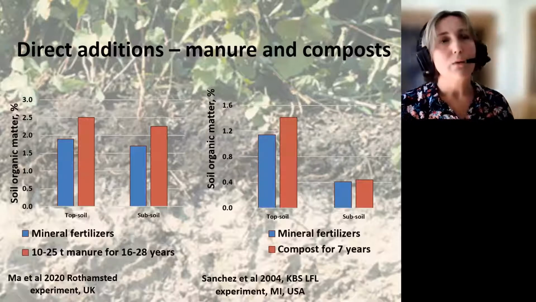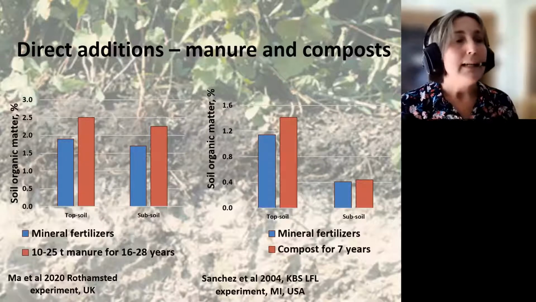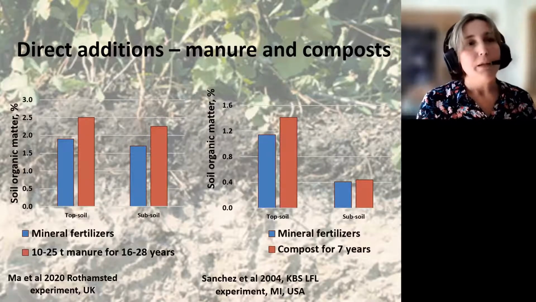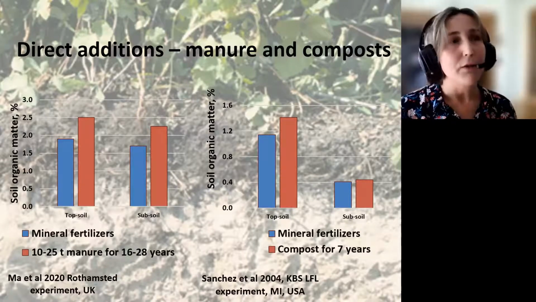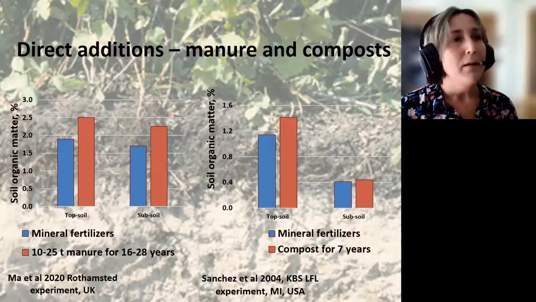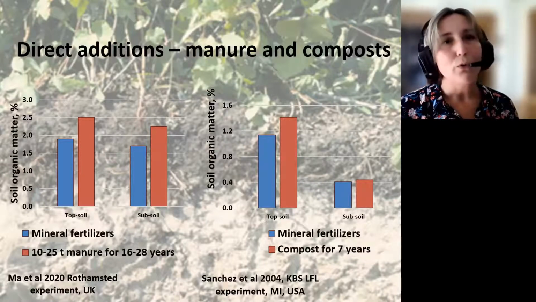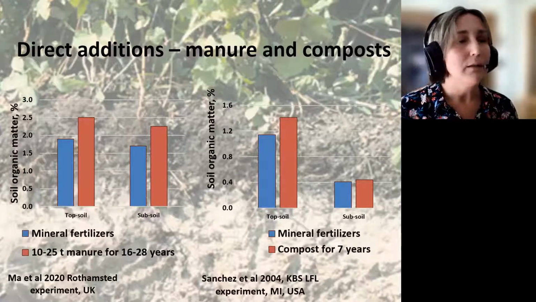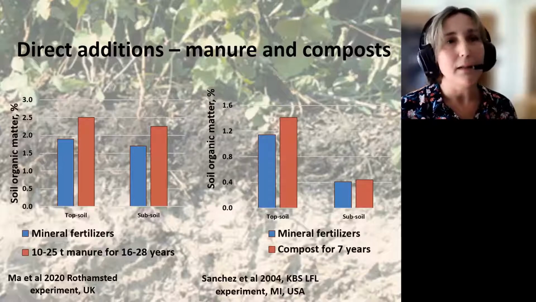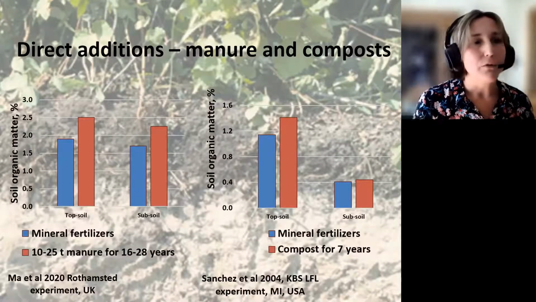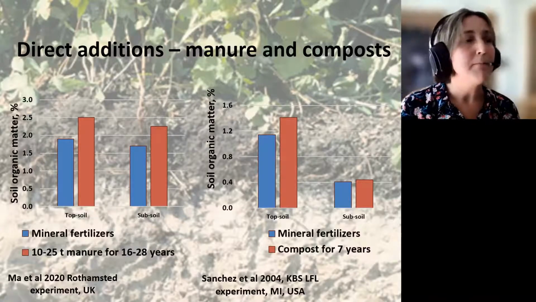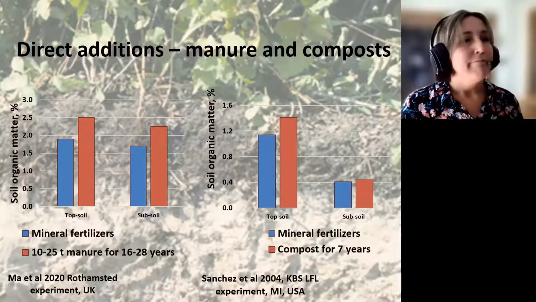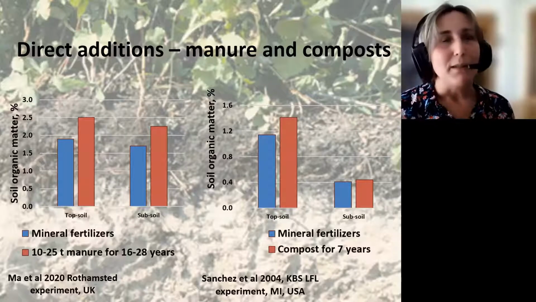Direct additions of manure and compost. This seems to be the most straightforward concept as far as increasing soil organic matter, and adding manure to soil is probably as old a method as agriculture itself. Some ancient Romans were writing treatises on how best to manure their soils. So that's actually my personal experience.